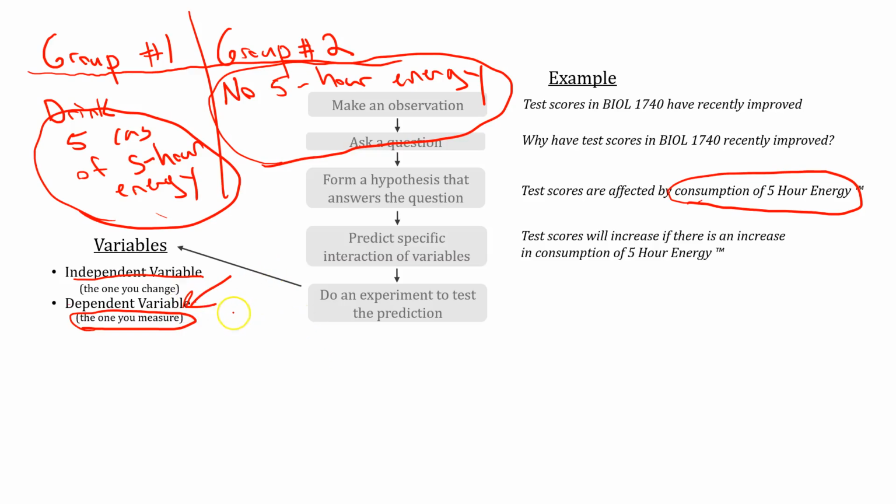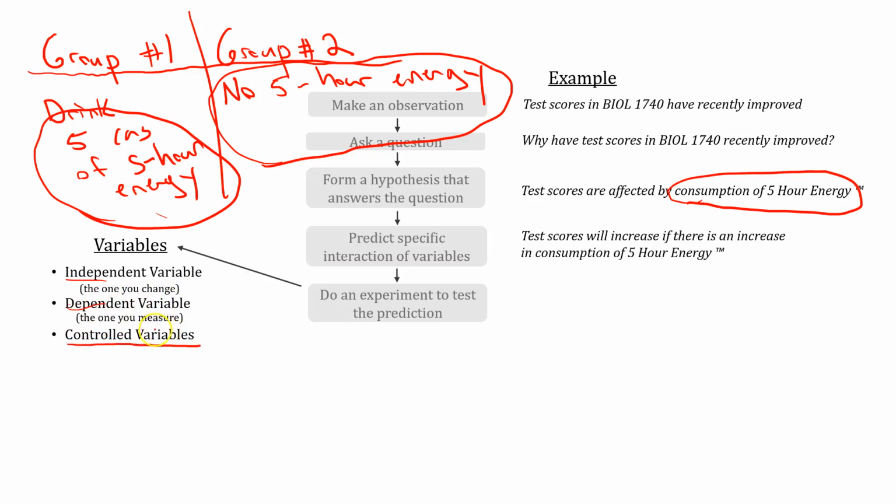So those are key important things to keep in mind. If you're making a study, what is it that you're going to be changing and what is it that you're going to be measuring? And the answer is independent variable is the one you change, dependent variable is the one you measure. Okay, a really important aspect to a good experiment is to have what we call controlled variables.